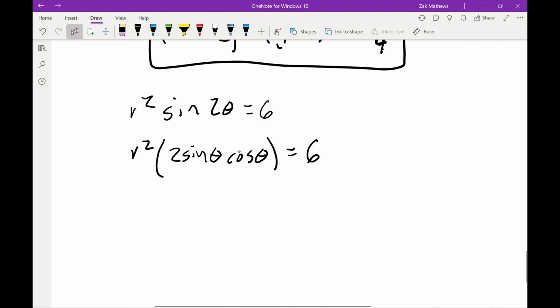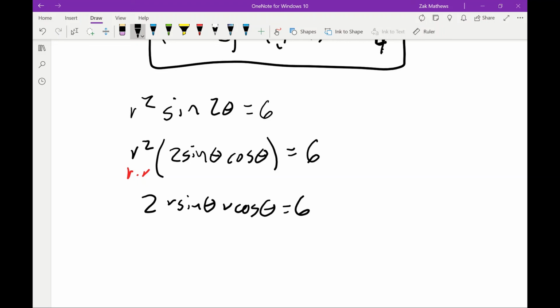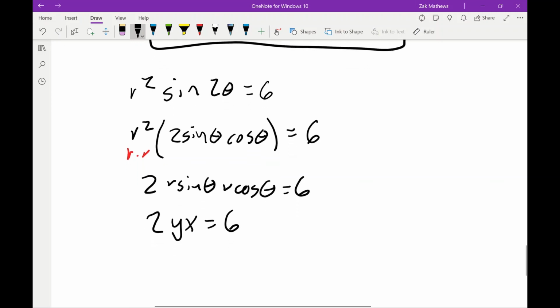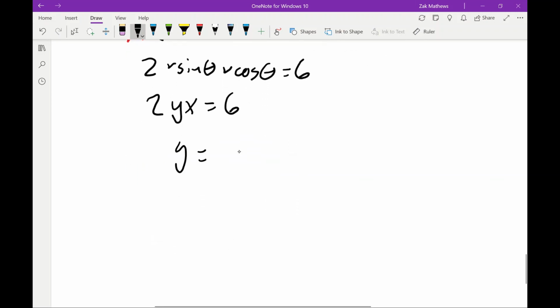So this r squared I can really think about as r times r. It's the same thing. I'm going to take one of those r's and stick it with the sine. I stick the other one with the cosine. And r sine is y, r cosine is x. And now I just need to get the y by itself, and I do that by dividing over. So we get y equals 3 over x, and there's my equation.